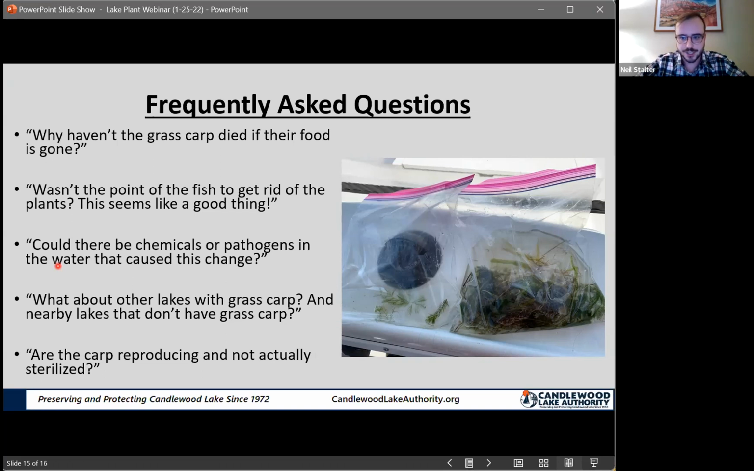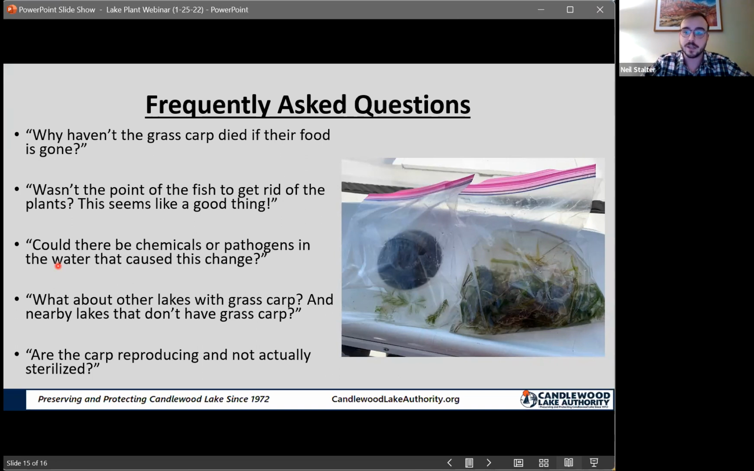And as for pathogens, there are natural pathogens actually that occur in lake ecosystems for plants, including milfoil. Unfortunately, they're not really possible to test for directly. However, it is possible that a pathogen may have been another contributor to that green arrow that was pushing down our biomass at the beginning of the year.